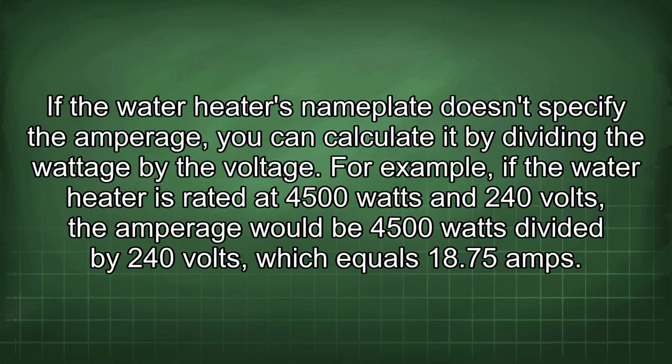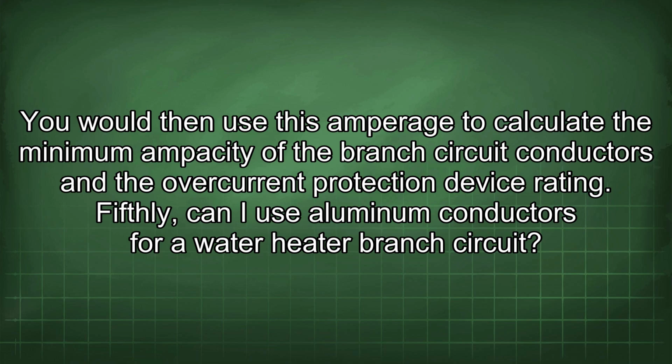If the water heater's nameplate doesn't specify the amperage, you can calculate it by dividing the wattage by the voltage. For example, if the water heater is rated at 4,500 watts and 240 volts, the amperage would be 4,500 watts divided by 240 volts, which equals 18.75 amps. You would then use this amperage to calculate the minimum ampacity of the branch circuit conductors and the overcurrent protection device rating. Fifthly, can I use aluminum conductors for a water heater branch circuit?